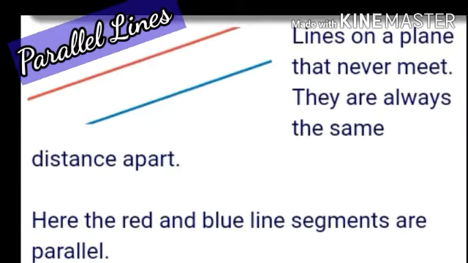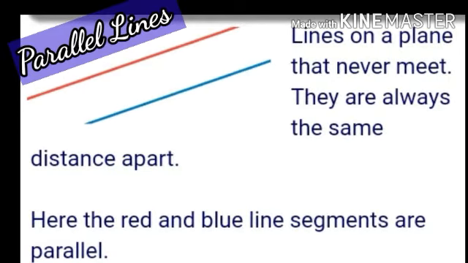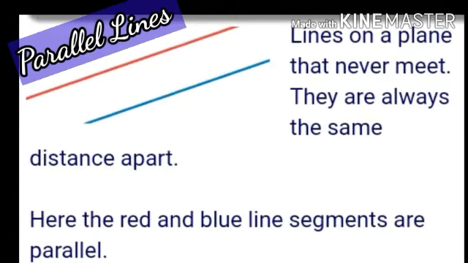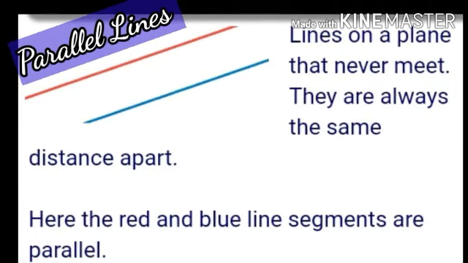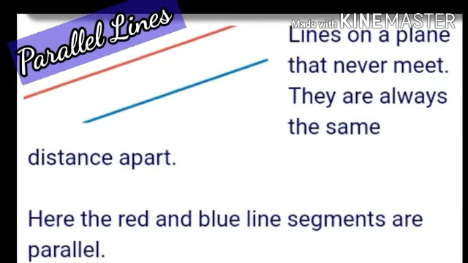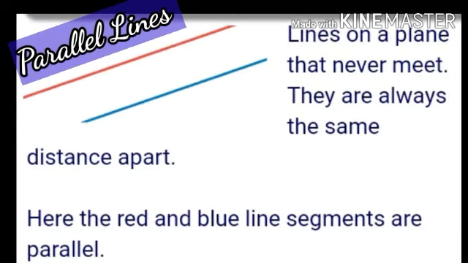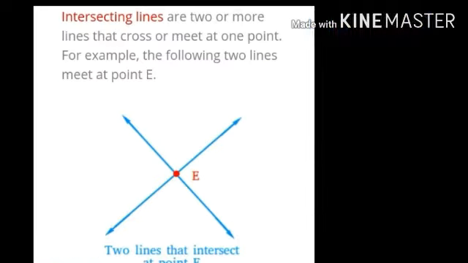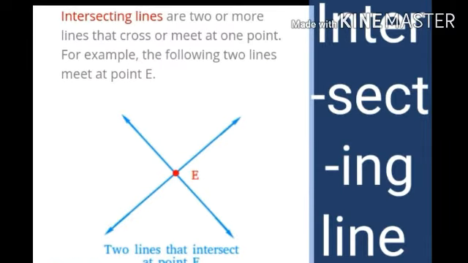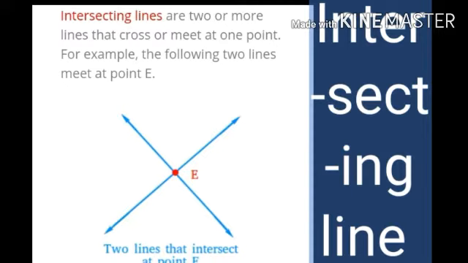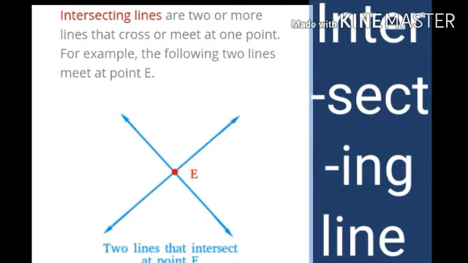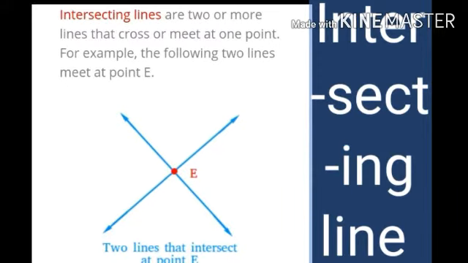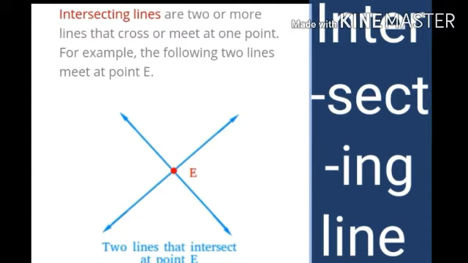Now, parallel lines. Lines on a plane that never meet. They are always the same distance apart. Here the red and blue line segments are parallel. Intersecting lines. Intersecting lines are two or more lines that cross or meet at one point. For example, the following two lines meet at point E.